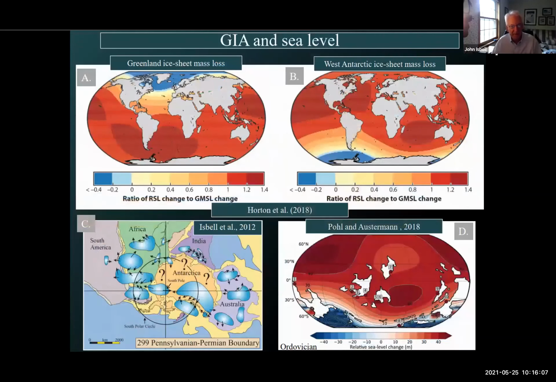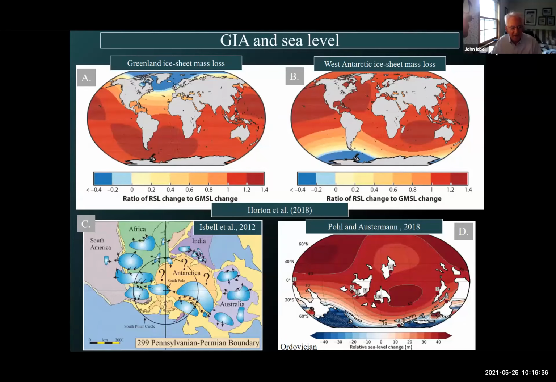If we start thinking of the GIA response, it has to be thought of as what's happening in the fingerprint from individual ice sheets. And so if the Greenland ice sheet is melting, and we start looking at the ratio of relative sea level change to global mean sea level change today, we find that there is a drop in sea level several thousand kilometers away from the Greenland ice sheet.